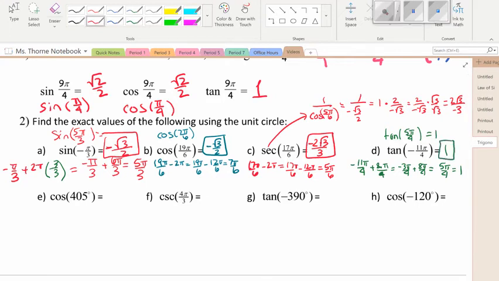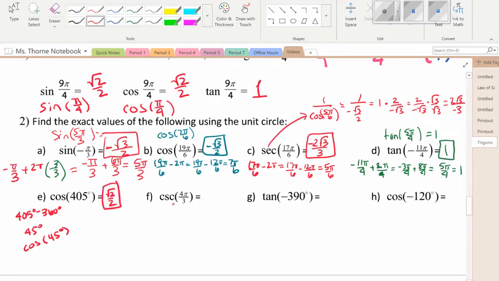So for the next one, we have 405 degrees, which is over 360. So 405 degrees minus 360 degrees gives us 45 degrees. That means the cosine of 405 is coterminal with the cosine of 45 degrees, which is in quadrant 1, which we know is equal to root 2 over 2. It's the x-coordinate.